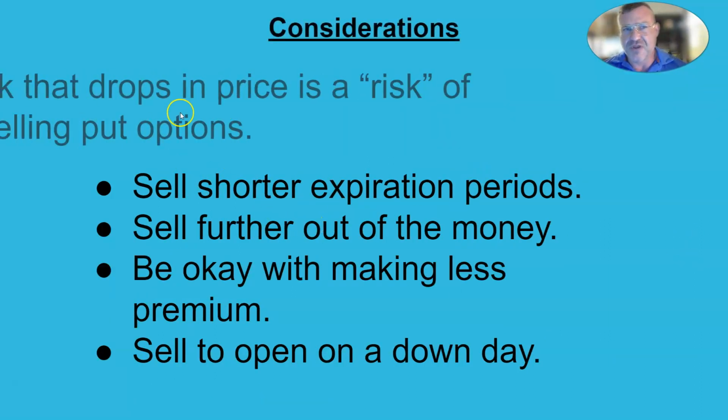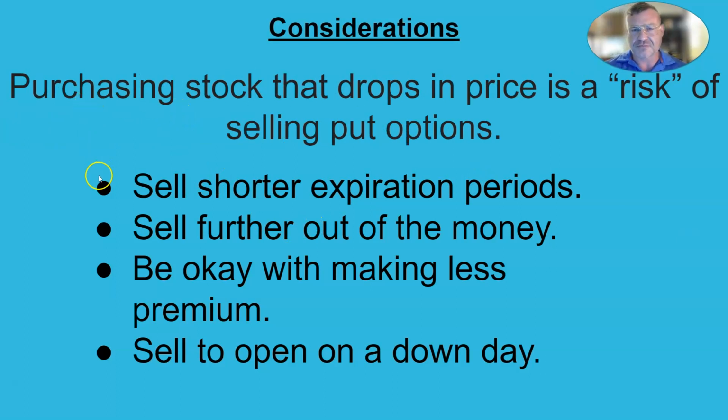Some other considerations. In order to get the best price if you have to buy the stock, consider selling shorter expiration periods. The shorter the time frame, the more accurate you can be at looking at the charts and having an idea of where the stock might go or where the stock might not go. It's just way easier to potentially predict the future when you're looking at shorter time frames. So consider shorter expiration periods.